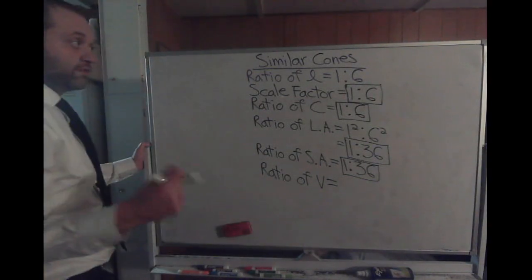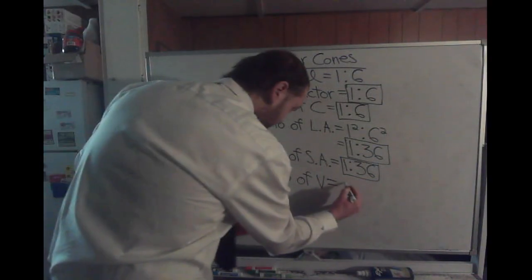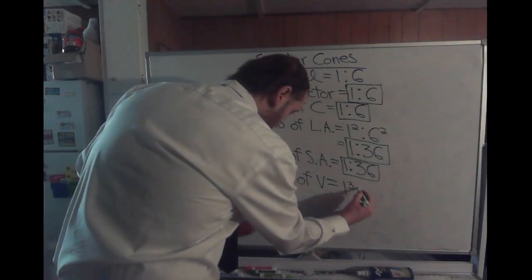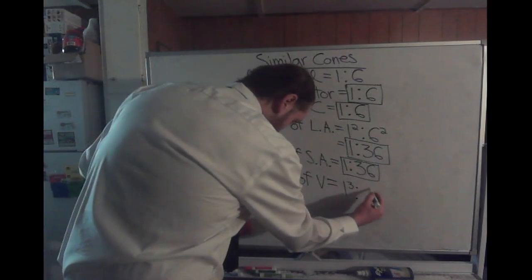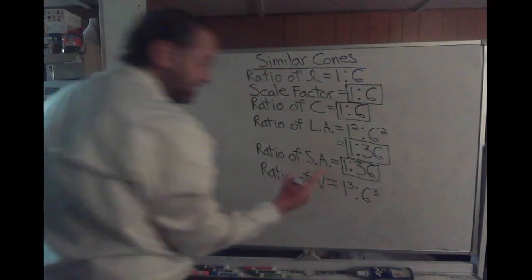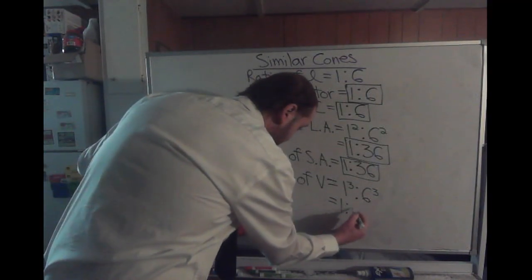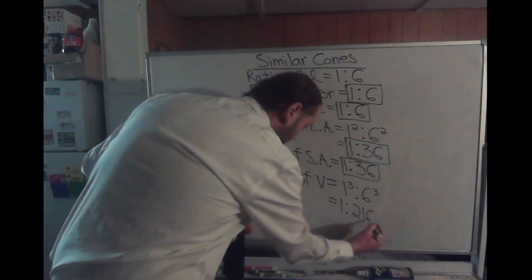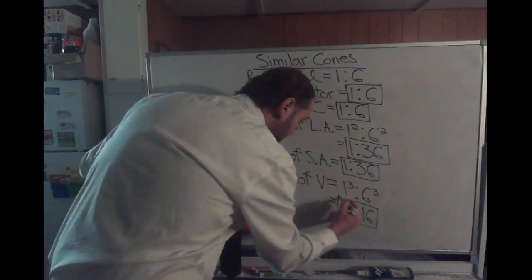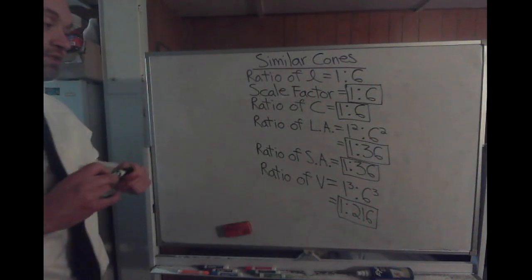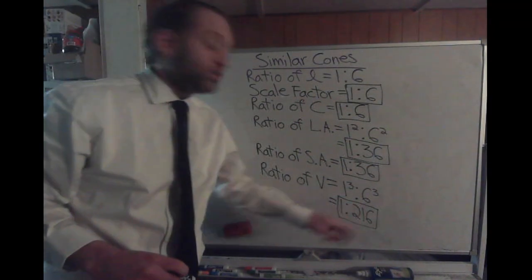For the ratio of the volumes, you take each part of your scale factor and raise them to the third power. So they'd be in the ratio of 1 to the third power to 6 to the third power, which would simplify into 1 to 216 for the ratio of the volumes. So the ratio of the volumes for the two similar cones would be 1 to 216.